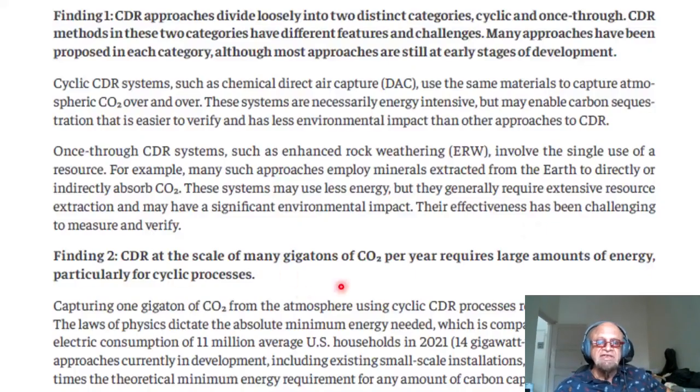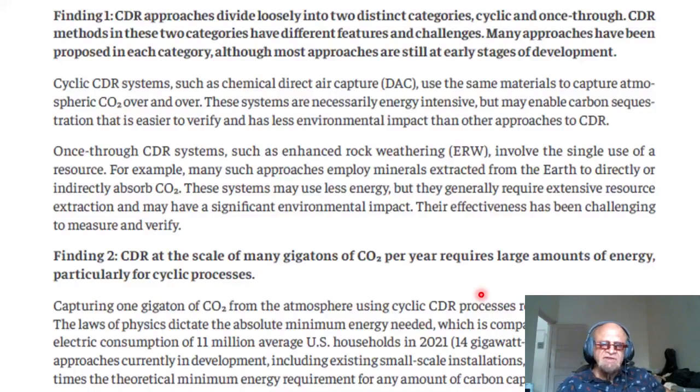The second finding, CDR at the scale of many gigatons of CO2 per year requires large amounts of energy, particularly for cyclic processes where you are absorbing, absorbing, and so on. Those processes are energy intensive. Okay, so there are some numbers there in terms of energy consumption.